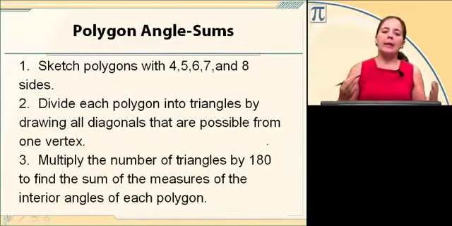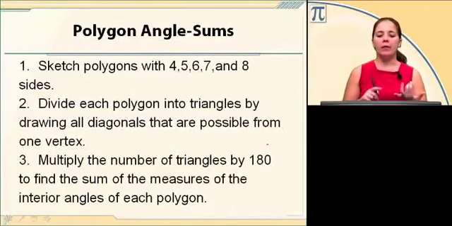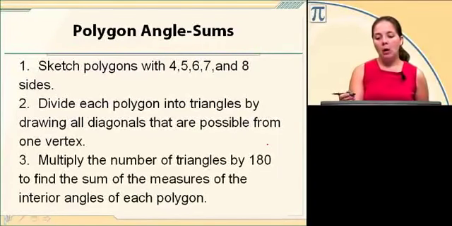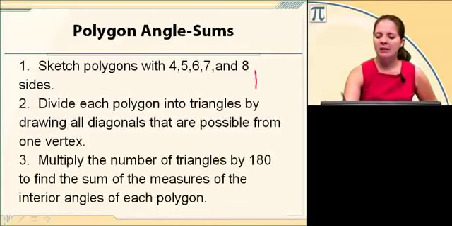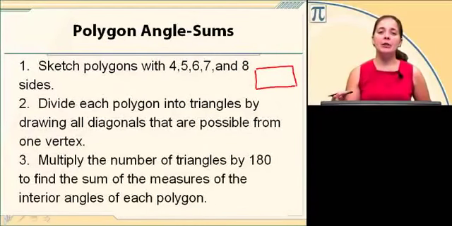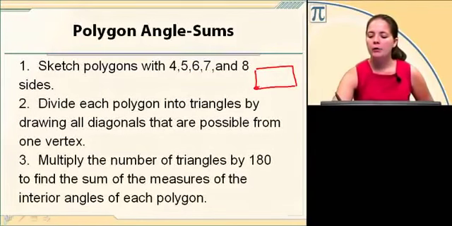All right, we're going to do an activity. Sketch polygons with 4 sides, 5 sides, 6, 7, and 8 sides. Then take those polygons and divide them into triangles. So for instance, sketch a quadrilateral, 4 sides. And we're going to divide it into triangles by picking one vertex, any vertex you want, and then drawing all the diagonals possible from that one vertex.